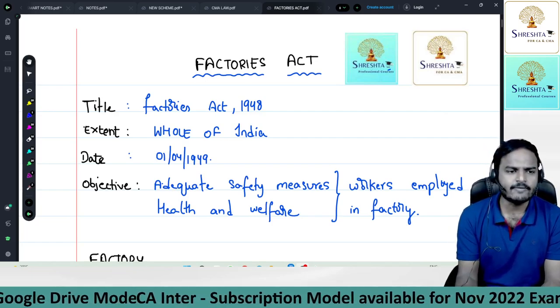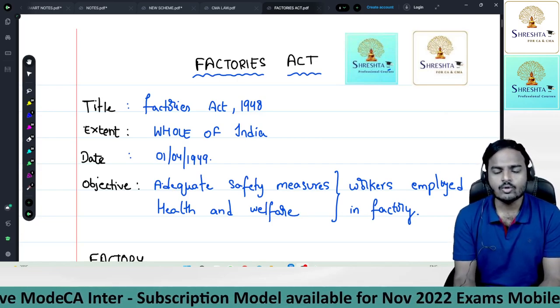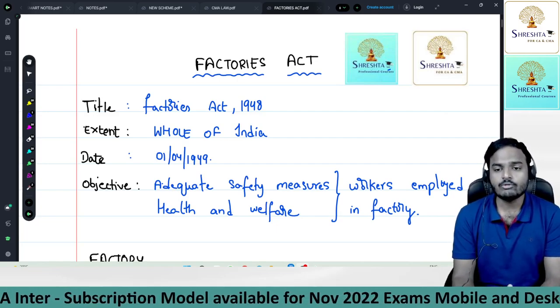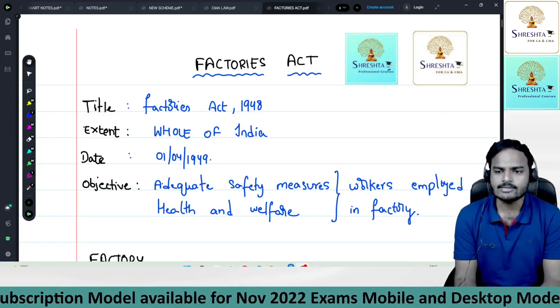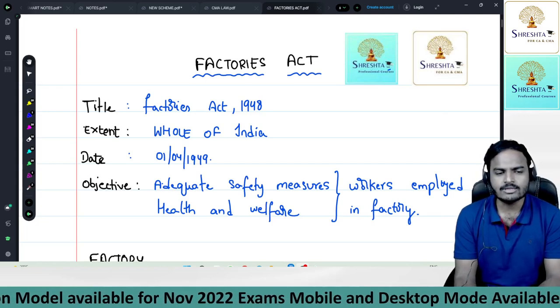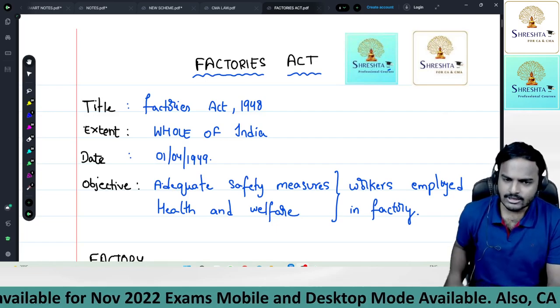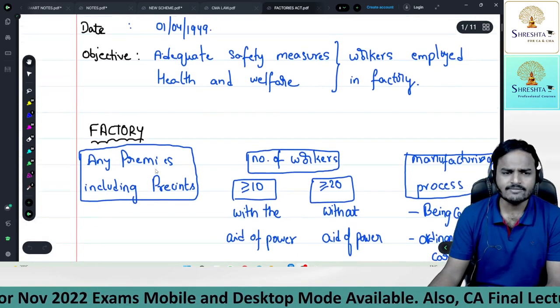The main purpose of enactment of this act is to prevent employers who exploit employees in a bad manner without providing adequate measures. So sometimes greedy employers, they try to exploit employees as much as possible. So the act provides caution to them. So first of all, this act is applicable to a factory. Yes sir, factory. What is a factory, sir?